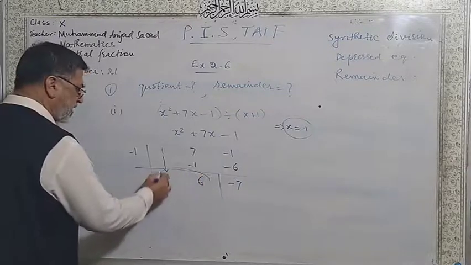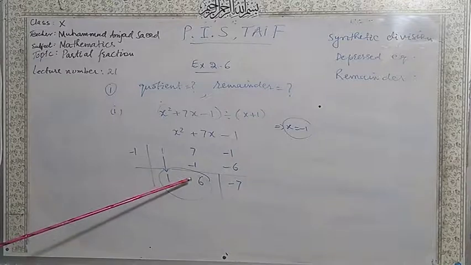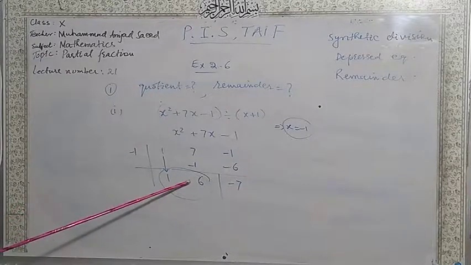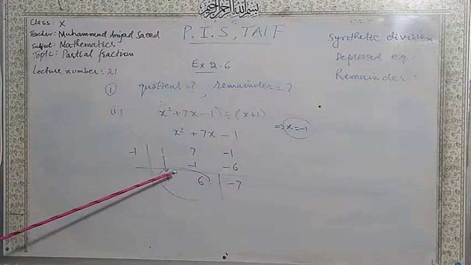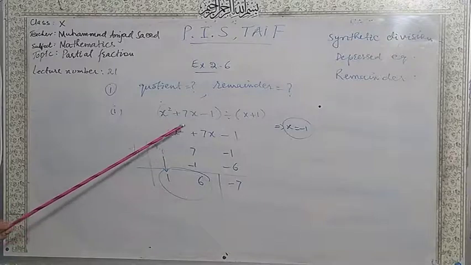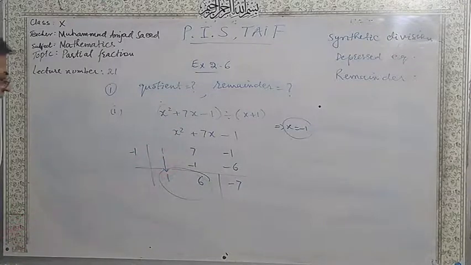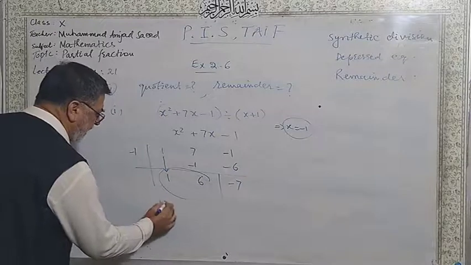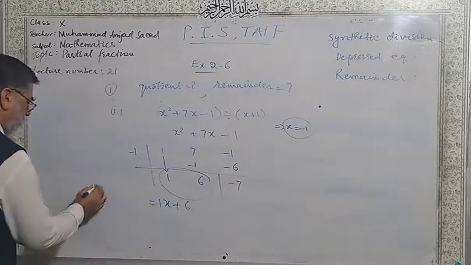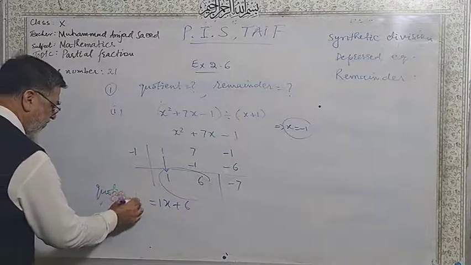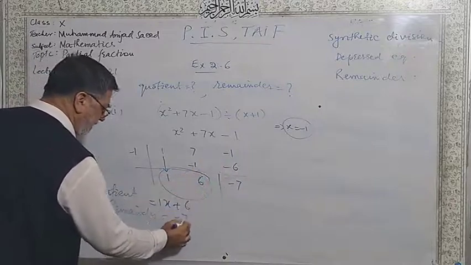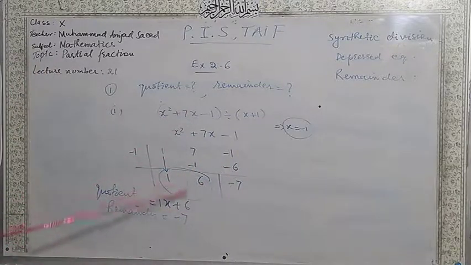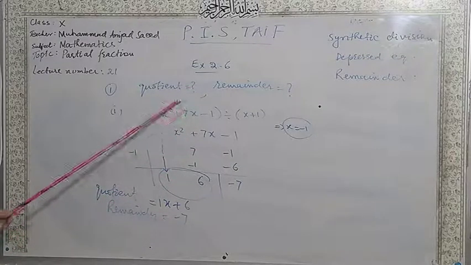This expression is the quotient, and it is also known as the depressed equation. Depressed equation means its degree will be 1 less than the original. Here the original is degree 2, so the degree will be less than that. This is 1x plus 6. This is the quotient. And the remainder is the last number, minus 7. So this is the way to find quotient and remainder with the help of synthetic division without actual division.